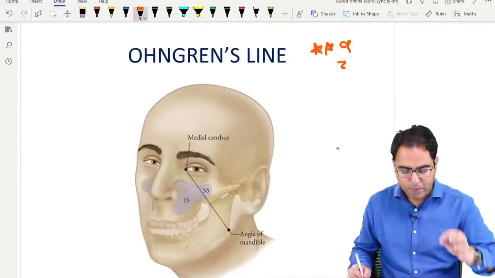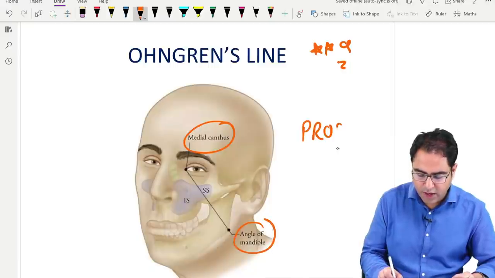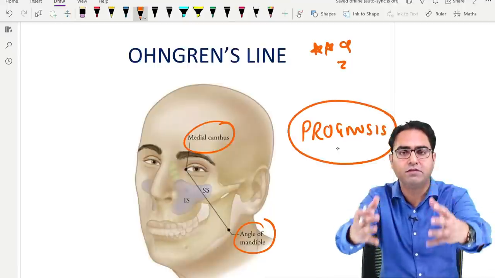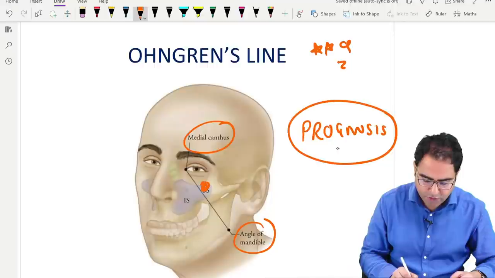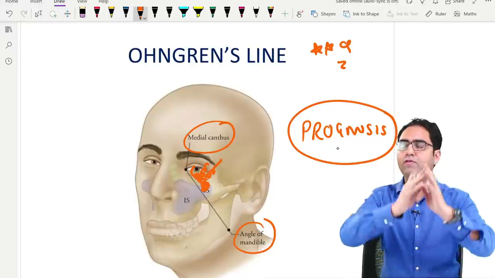Now, Ongren line is a star question of your paper, a visual question. Ongren line is from the medial canthus to the angle of mandible. This is not for surgery. It is to assess the prognosis of cancer of maxillary sinus. Any cancer above this line will have a poor prognosis because of early orbital involvement. I think everybody knows that.